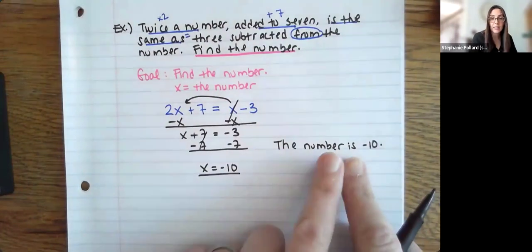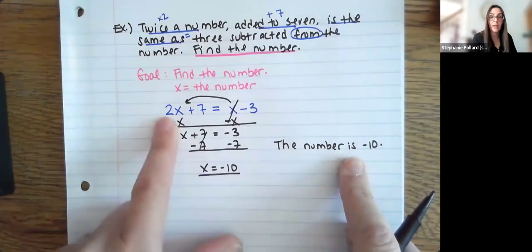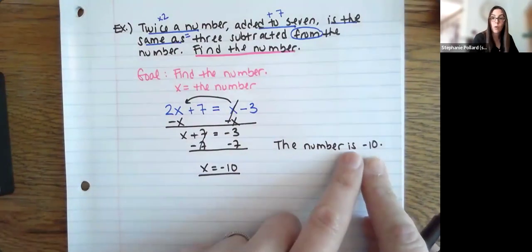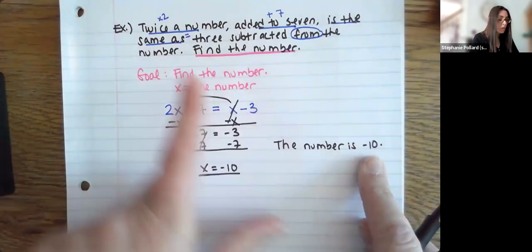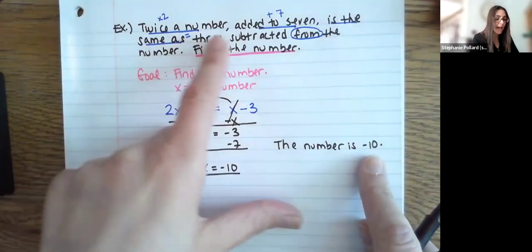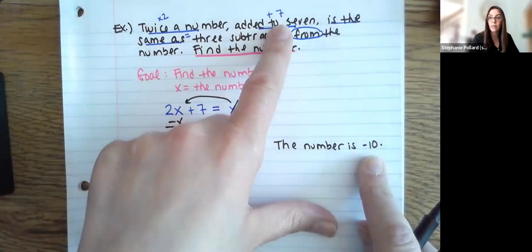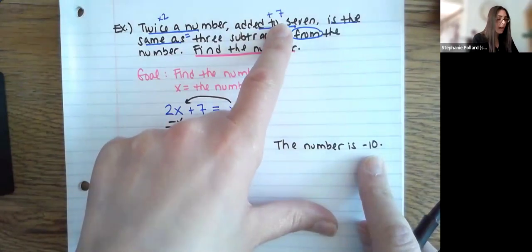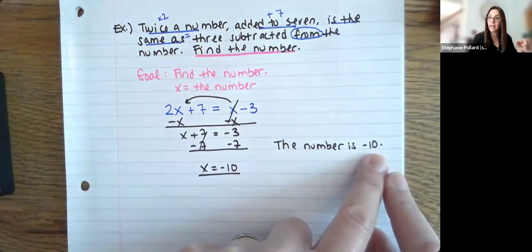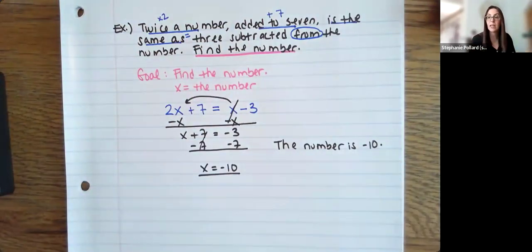Now, again, you can check this. So for instance, I could plug this back into my equation, make sure I didn't make any mistakes with my math there. I can also check it in the wording of the problem instead. So twice negative 10 would be negative 20. And if I add that to positive 7, I get negative 13. Well, on the other side, I'd be subtracting 3 from this number, and negative 10 minus 3 is also negative 13. So this seems like this works out perfectly.